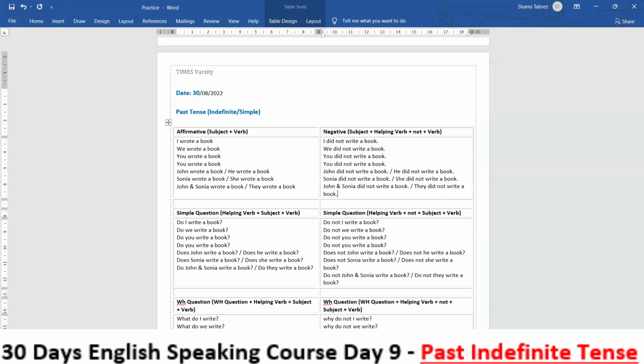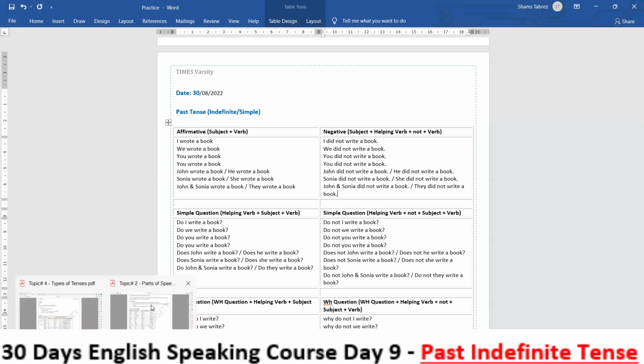Because you are first using John and then Sonia, you should say John और Sonia ने book नहीं लिखी. Instead of John and Sonia, we use they did not write a book. वो किताब नहीं लिखे. Perfect. This is how you can make a negative sentence in past indefinite tense.